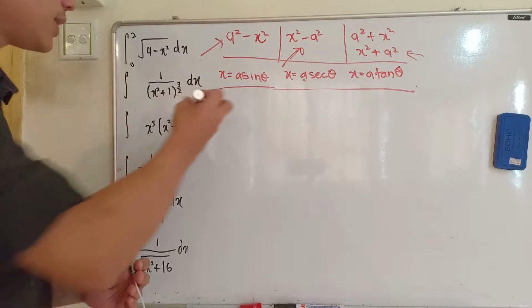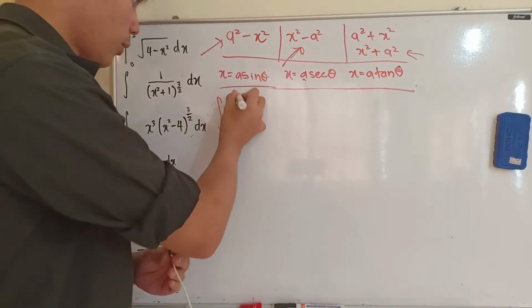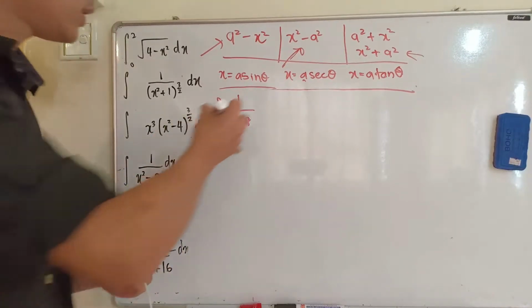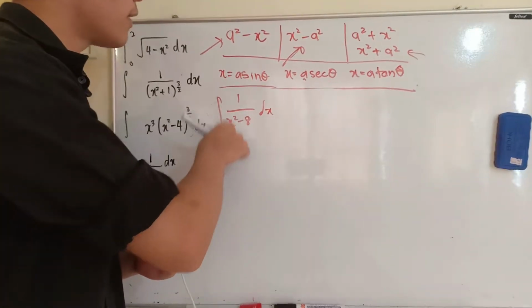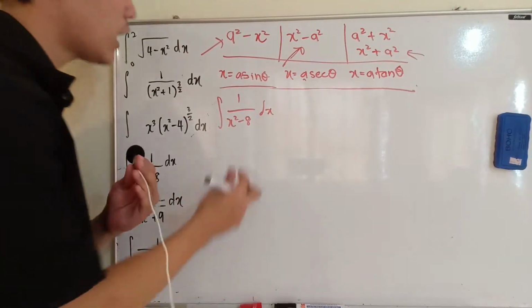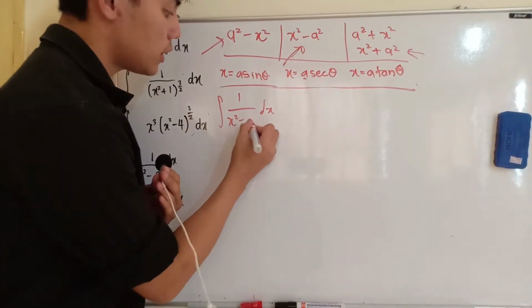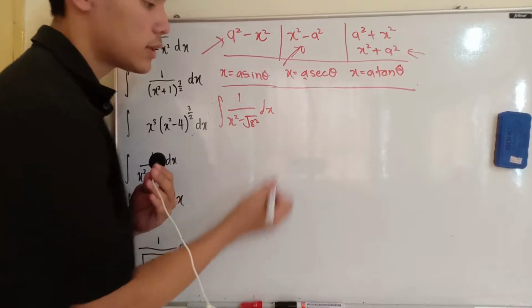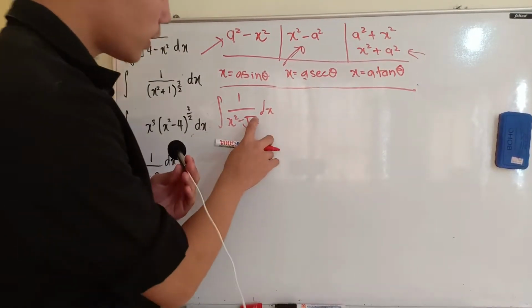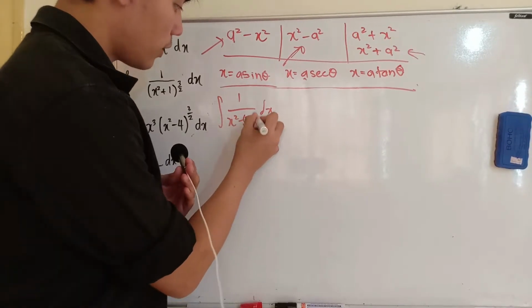Next, our fourth question, which is integrate 1 over x squared minus 8 dx. Now we have x squared minus a constant, which our constant is actually square root of 8 square.